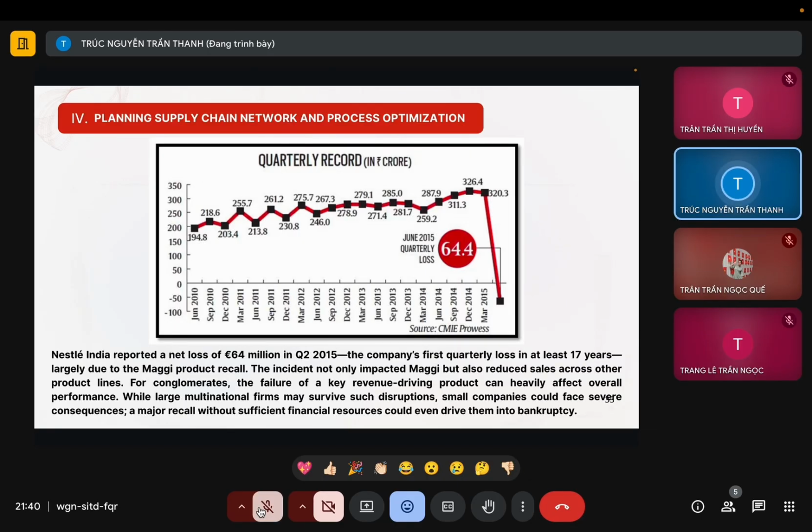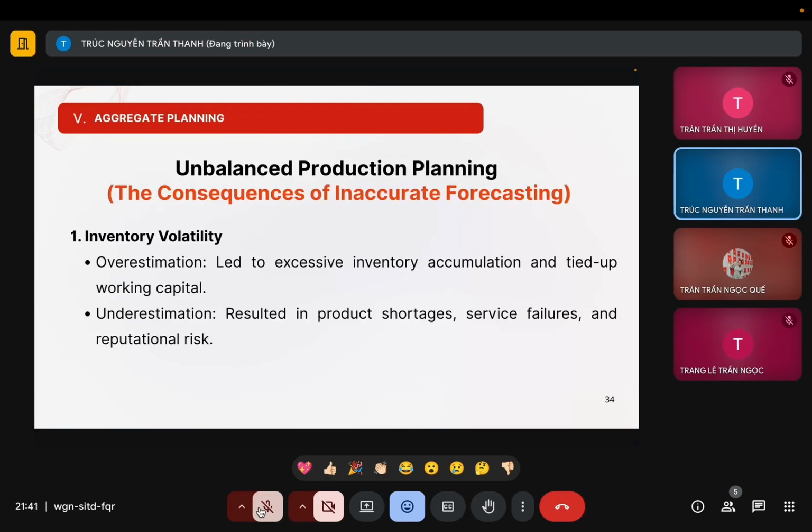In this case, this incident not only impacts the company but also reduces sales for others. So large multinational firms may survive such disruptions. A small company could face several consequences, and a major recall without sufficient financial resources could even drive them into bankruptcy. And by the way, we use the recall path to try to reduce this one.